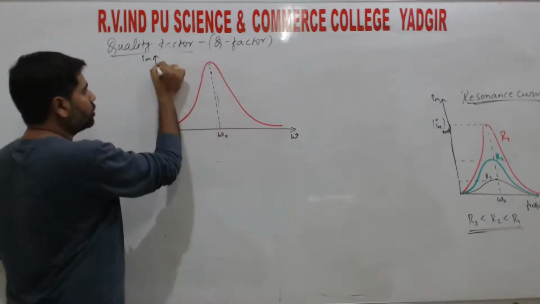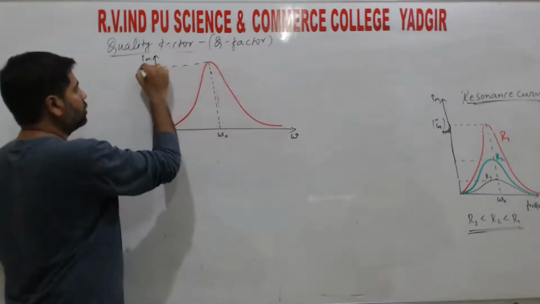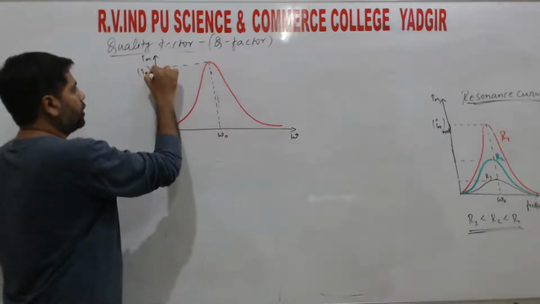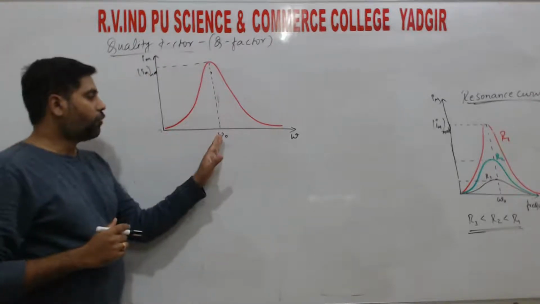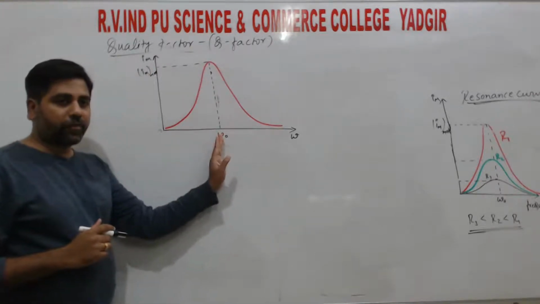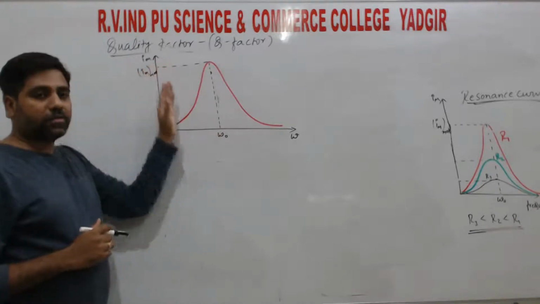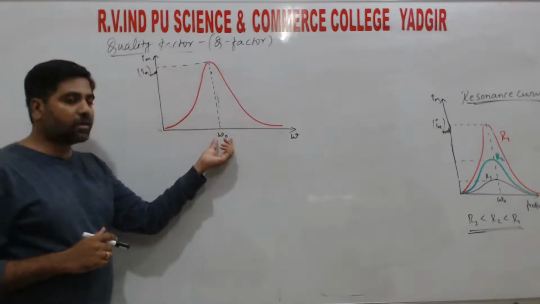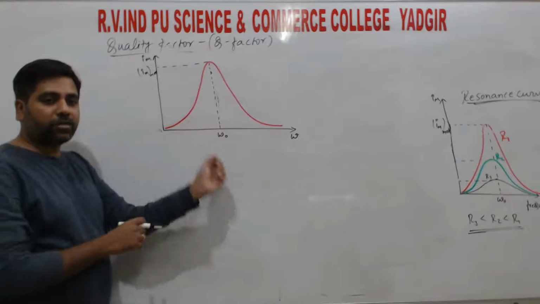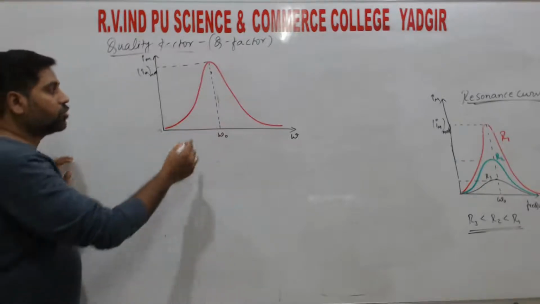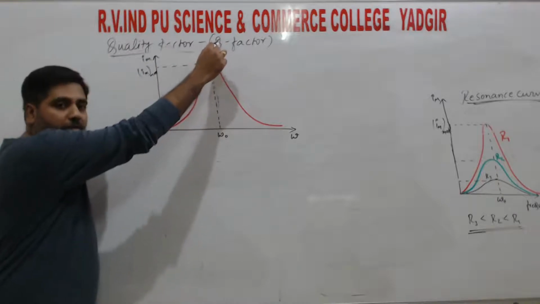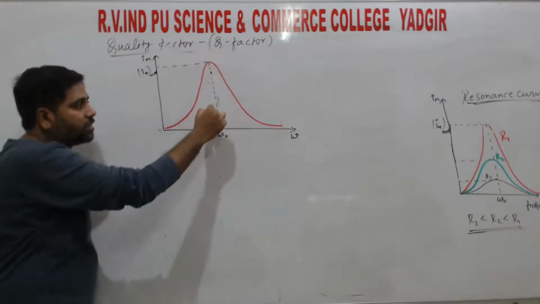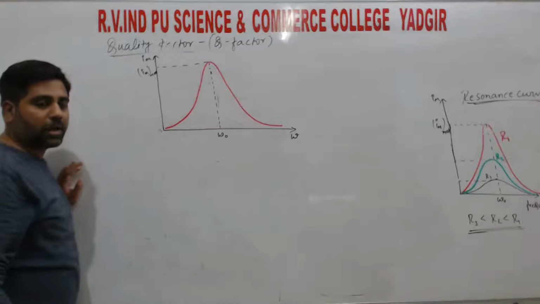This is omega naught and again here Imax, right? So for the resonant frequency, we get the Imax. Other than the resonant frequency, if we apply the input voltage, the current will not exceed the I maximum. So we never get more current than this, it is always less than the I maximum current, right?